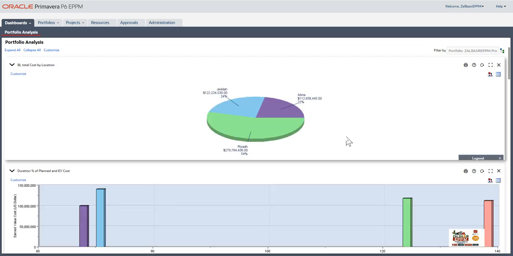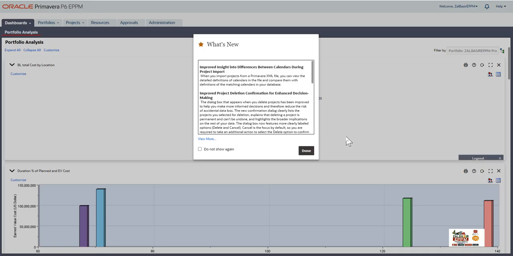The first thing you notice is how fast Primavera P6 EPPM is now. That's the most important point I noticed in the new revision: the speed of loading the page. That's the big improvement we were looking for, and this is very important for us.